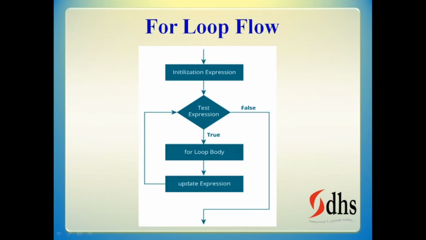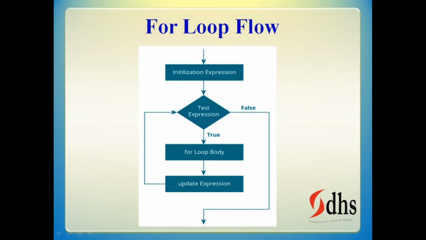Here the first step in the for loop is initialization. We call it an index variable or counter. That counter you have to initialize. You are initializing the counter c equal to 1. Then the test condition, c is less than or equal to 10, that is the condition.